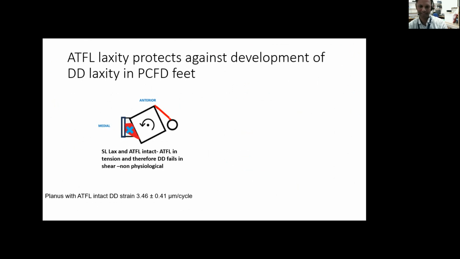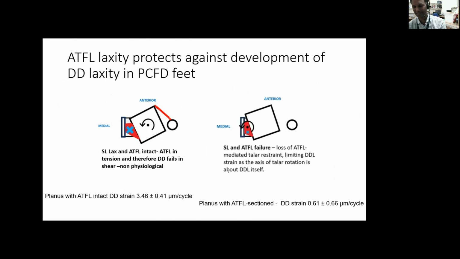And what we found was that in planus with ATFL intact, deep deltoid strain was about 3.5 micrometers per cycle. And the reason for this is we believe that the talus rotation hinges on ATFL, which acts in tension and is favorable, and deep deltoid fails in shear, compared to when ATFL is absent, where the hinge is on deep deltoid and the talus is able to anterior translate out. And the relative strain that's developed is 0.6 micrometers per cycle, which is almost the same as the control.